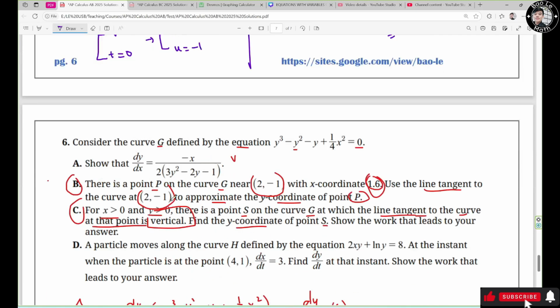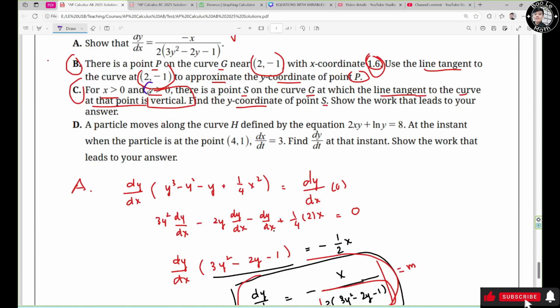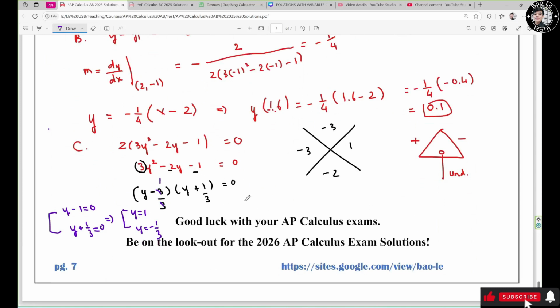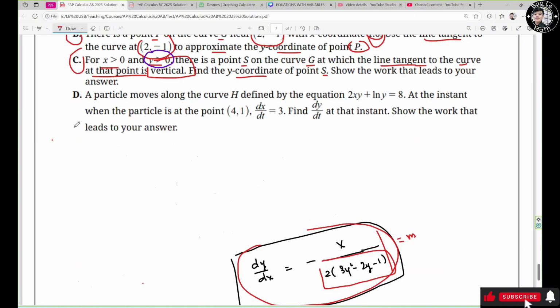Now we look at the restricted domain right here. y greater than 0, right? So you need to eliminate this one right here, right? So the final solution should be y equals 1. Now let's move on to question D. A particle moves along the curve H defined by the equation 2sy plus natural log of y equals 8. At the instant when the particle is at the point (4, 1), ds over dt equals 3. Find dy over dt at the instant.